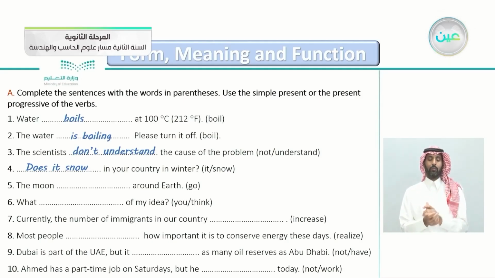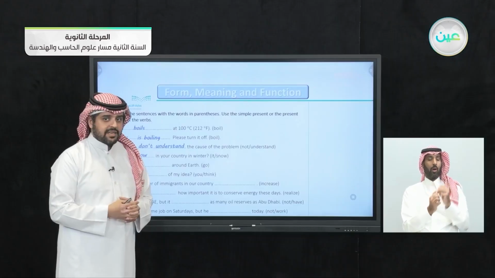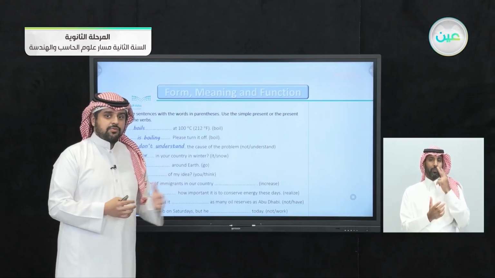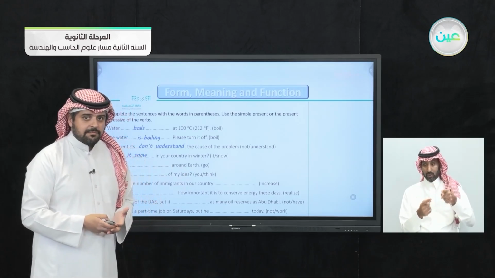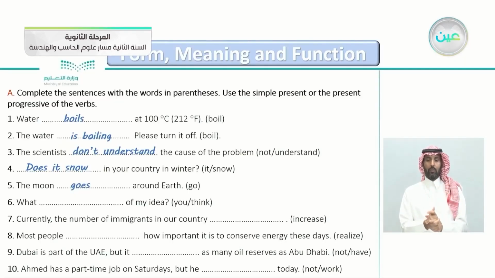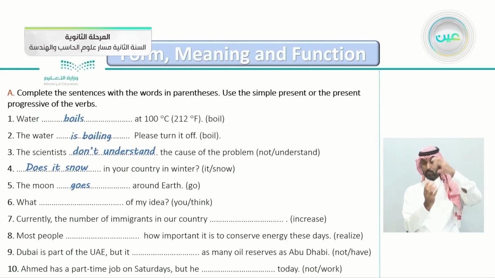Number five, the moon around the earth, and the verb go. So what's the answer here? You can say this is a routine here. Yes, the moon goes around the earth. This is a routine for the moon. The moon goes around the earth.